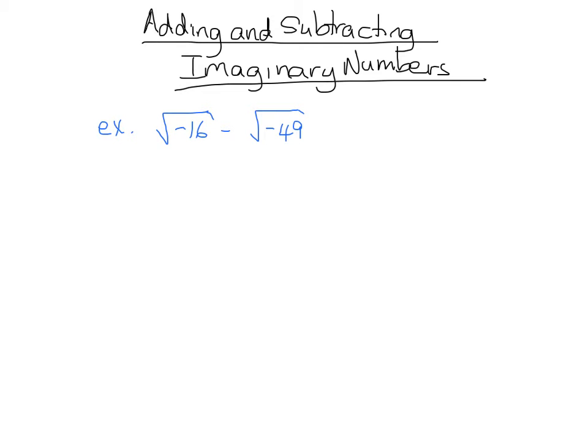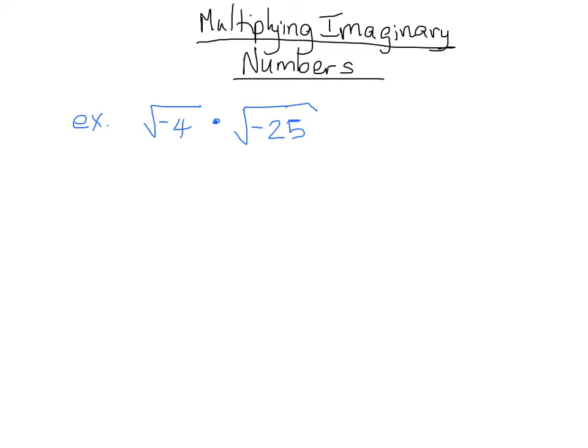Alright, so we already know from what we just learned that the square root of negative 16 is 4i. Minus the square root of negative 49, which is actually just 7i. So again, when working with i, we can just treat that i as if it's a variable. So 4i and 7i are like terms. So 4i minus 7i gives us negative 3i.